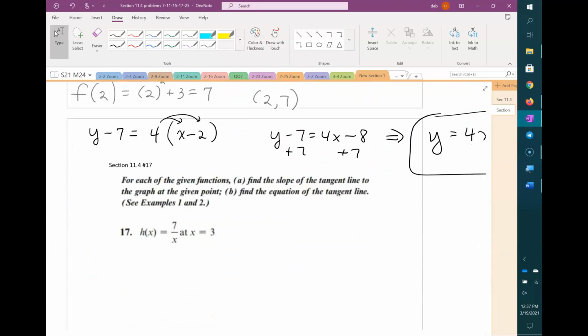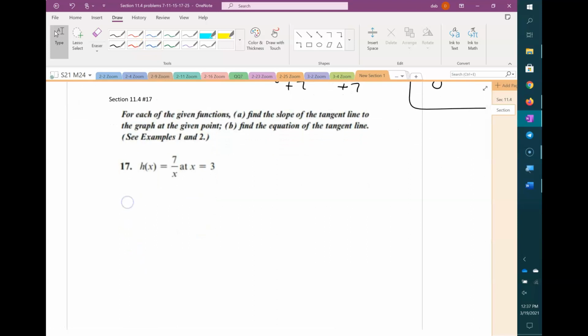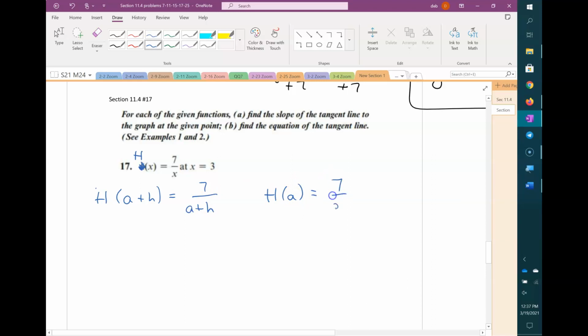Okay, then the next one was number 17. And really it's the same instruction set. So for this function, let's give it a different name, just because I don't like that we're using little h in two different ways and that doesn't really make sense. So let's do capital H of a plus h is 7 over a plus little h. Capital H of a is going to be 7 over a. Then I form my difference.